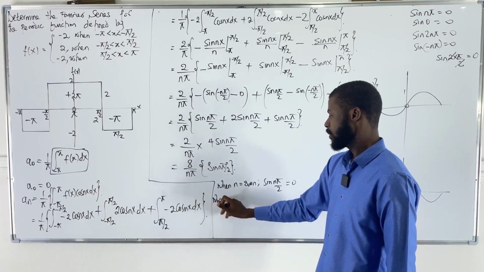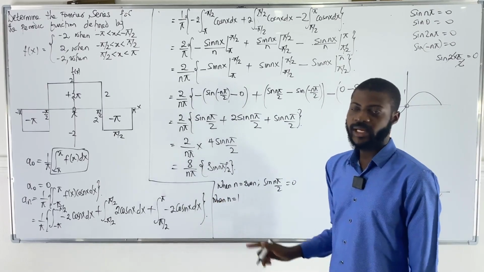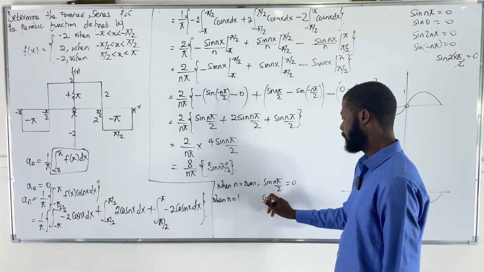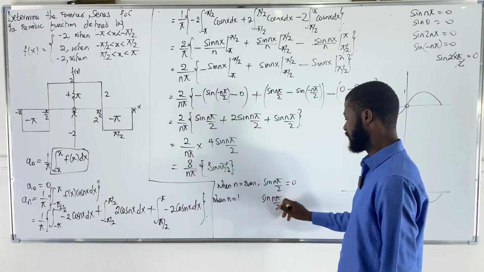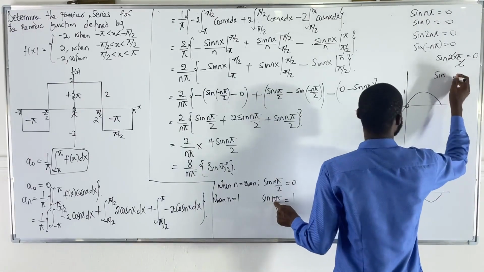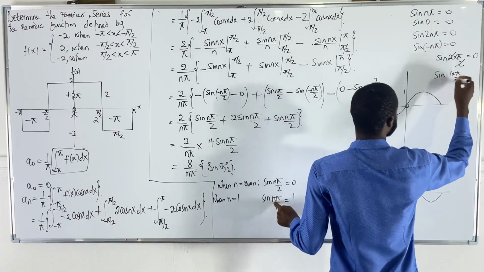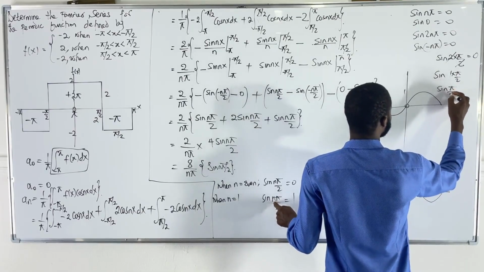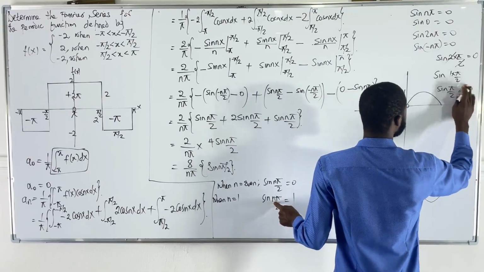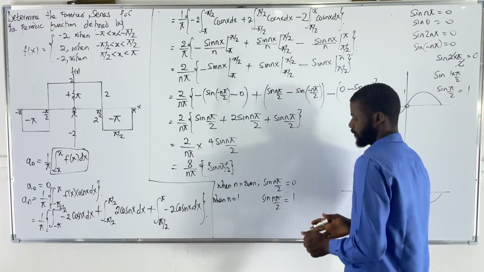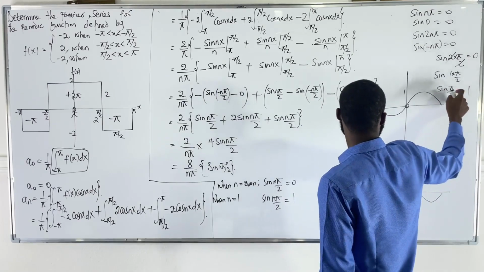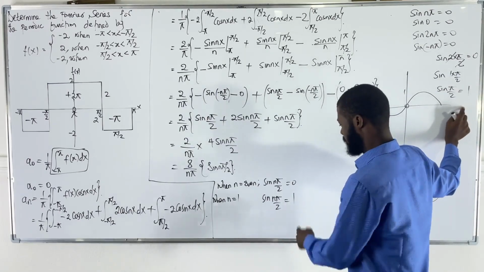Now, if you put in another even number, you keep on getting the same 0. Then next, when n is equal to 1, that's an odd number. When n is equal to 1, sine n pi over 2 will give us 1. So let's try this out. When n is 1, this is 1 times pi over 2. So this is now sine pi over 2. Sine pi over 2 is sine 90, so that's 1. So sine pi over 2 will give us 1.